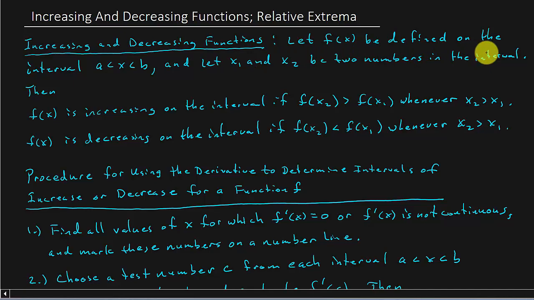Let f of x be defined on the interval a to b, and let x1 and x2 be two numbers in the interval. Then f of x is increasing on the interval if f of x2 is greater than f of x1 whenever x2 is greater than x1, and it's decreasing when f of x2 is less than f of x1 whenever x2 is greater than x1.